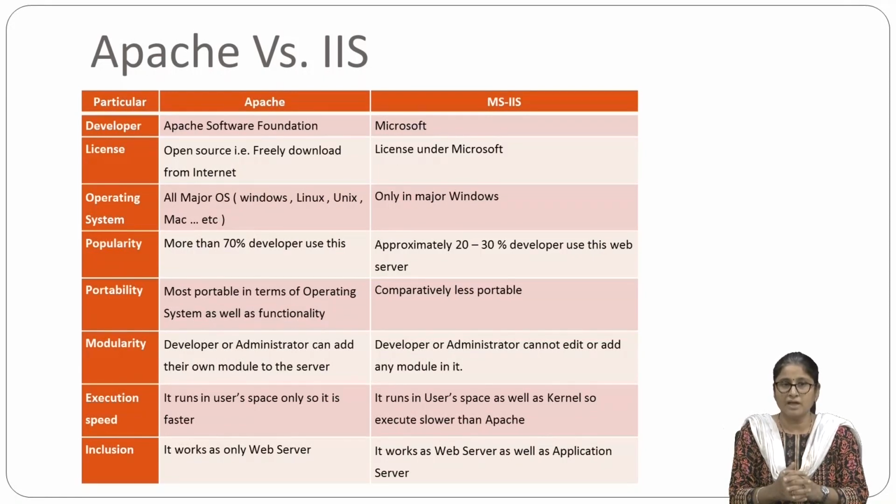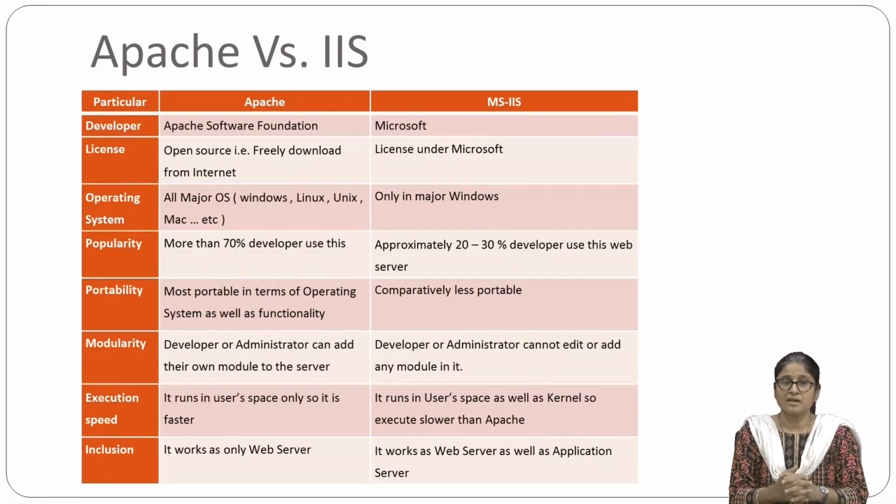Then modularity. With the Apache server, the developer or administrator can add their own module. As we know, the Apache server is open source, so we can add some modules, we can remove the existing ones, and we can modify the functionality of the Apache server. But we can't make changes to the functionality of the IIS server as we can do with the Apache server.